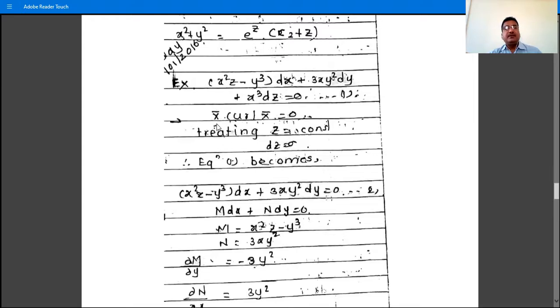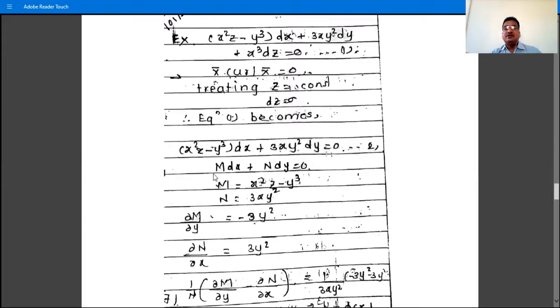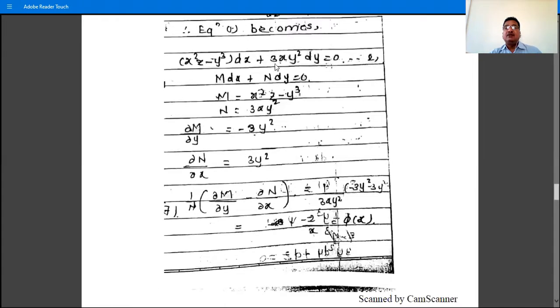So check whether x bar dot curl x bar is 0 first. Then treat z as constant. Therefore dz is 0. After substituting dz is 0, we have this equation and we have to solve it. So m is this, n is this, after comparing. So ∂m/∂y is this, minus 3y square, and ∂n/∂x is what? 3y square.